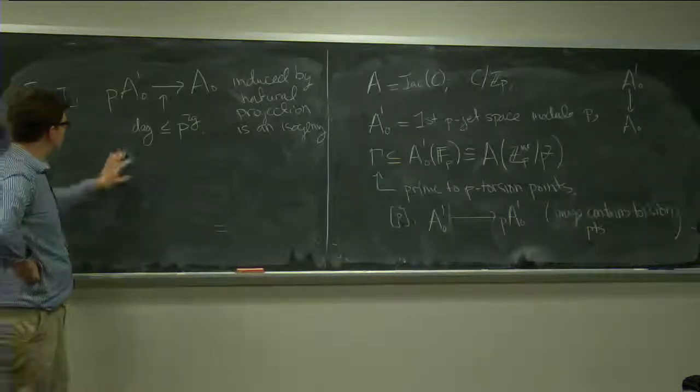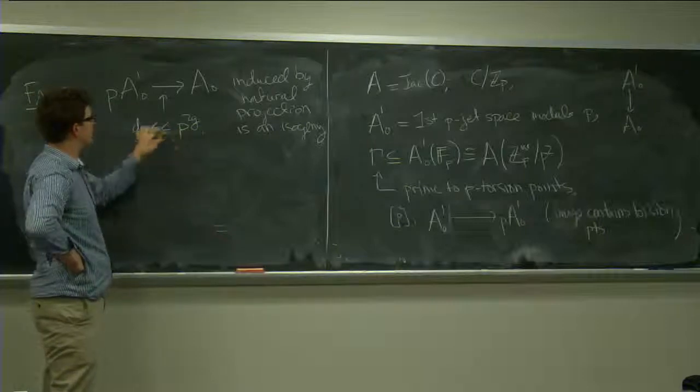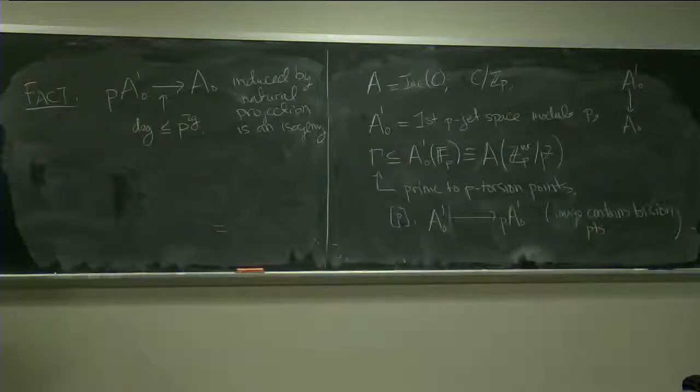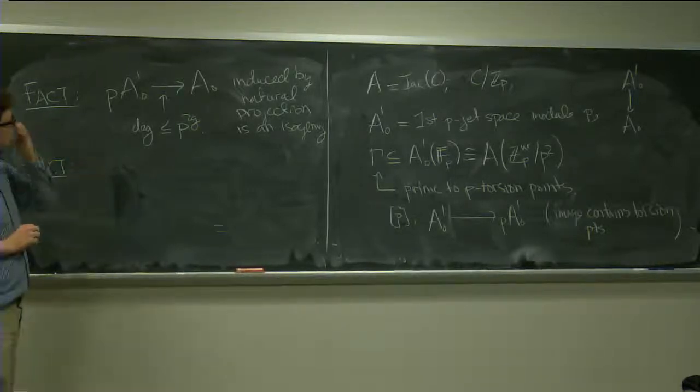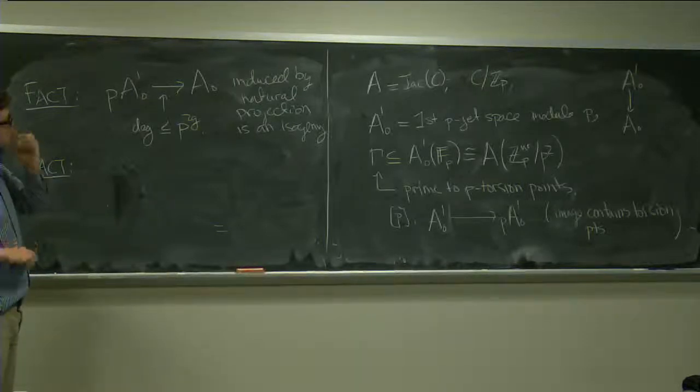So this map factors, and one of those is one of those factors. But I don't see why that's true right now. But let's take this fact, okay? And let's take another fact. Just look at the map from A0 to A0, multiplication by p. That factors, and the degree of the multiplication by p map is p to the 2g.